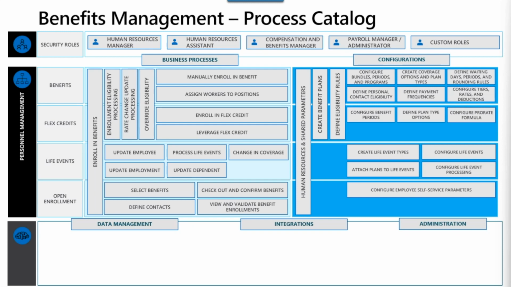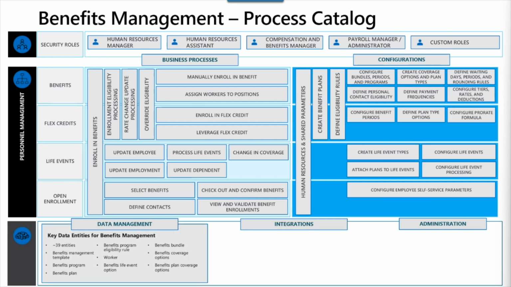Now, moving down to the administrative area. First, let's talk about data management. In the data management area, there are numerous entities that are available for benefits management. While this is not a comprehensive list of all of the entities, it is a good place to get you started with importing, exporting, or integrating your data with external systems. It is important to note that there is a benefits management template that lists the setup entities in the proper sequence for importing and exporting. This can greatly improve the time it takes to manage benefit data when moving between environments.